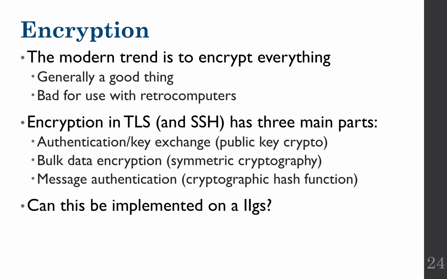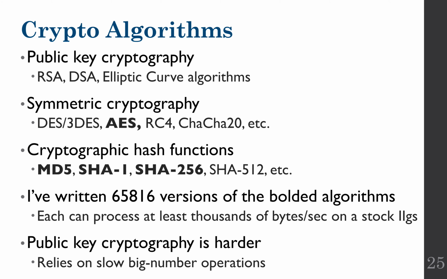And I should mention, you can vary these layers. In particular, encryption and authentication are sometimes combined, but that's the basic architecture of it. So the question again is, can this be implemented on a 2GS? And so I've actually implemented some parts of it.